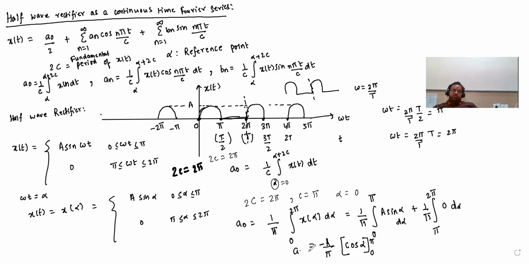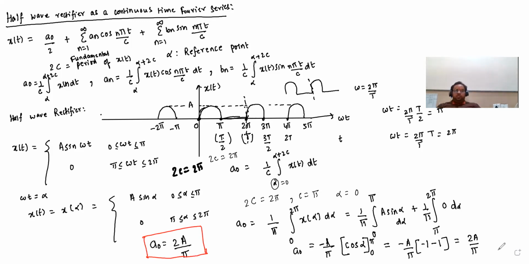Okay, this is a0. So I can calculate it as minus a divided by pi, and we have cos of pi, that is -1, minus cos of 0, which is 1. So this becomes -1 -1, that is -2, and minus times -2 gives 2. So 2a divided by pi, that is our a0. So the first thing that I get here is a0 is equal to 2a divided by pi. Okay, that is the first parameter that we need for our calculation.